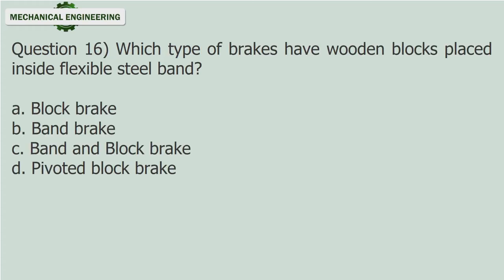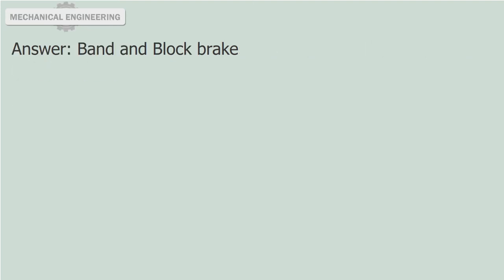Question 16. Which type of brakes have wooden blocks placed inside flexible steel band? A. Block brake. B. Band brake. C. Band and block brake. D. Pivoted block brake. Answer: Band and block brake.